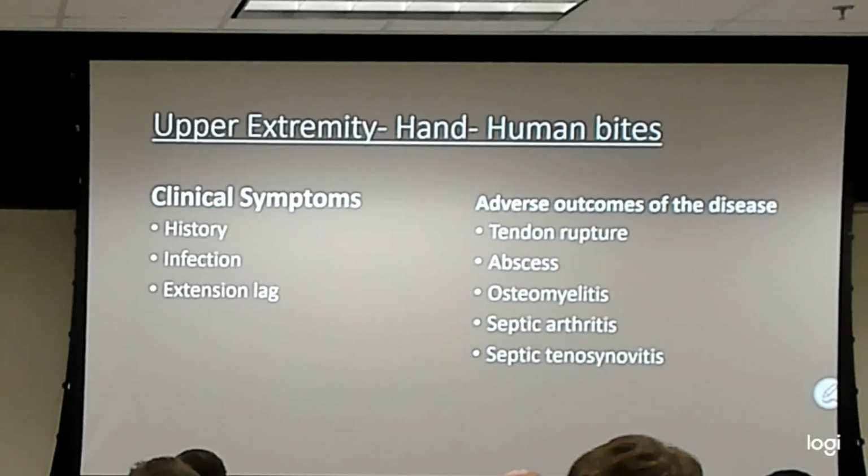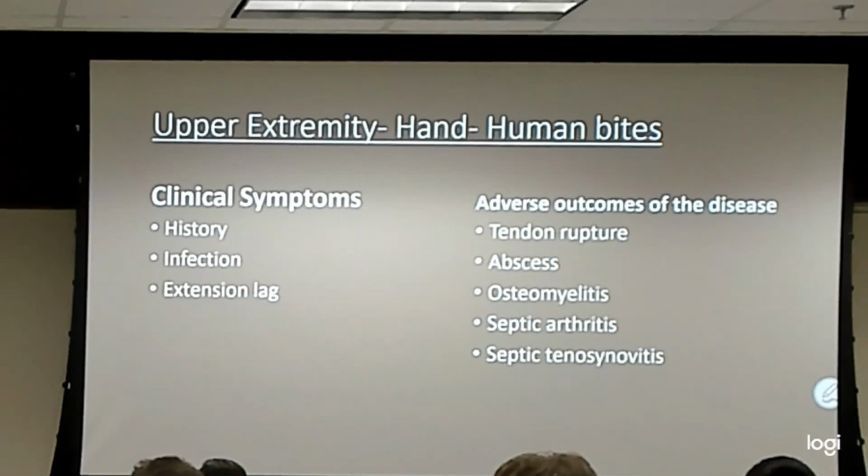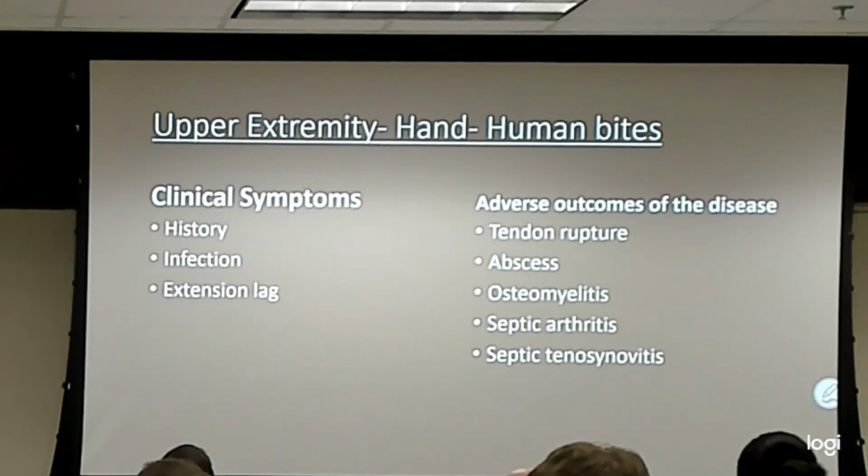Adverse outcomes of the disease: if I ignore partial tendon rupture, they can get a complete tendon rupture, abscesses from gross mouth bacteria, osteomyelitis, because it's a seeding event. Same thing with septic arthritis if the joint capsule is violated. And then septic tenosynovitis. Again, they'd have to go kind of crazy so that this infection wrapped all the way around their finger and then went into their tendon sheath. Just by its position on this list is where I feel it is in likelihood.